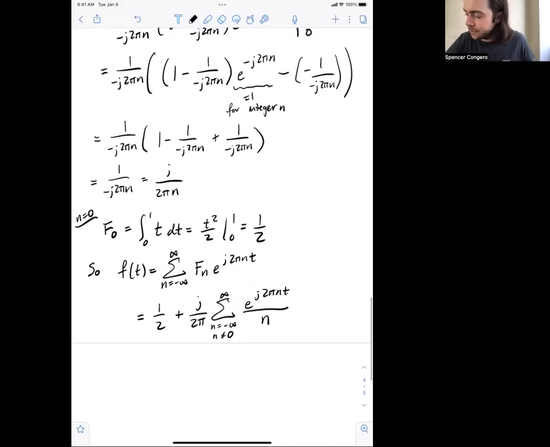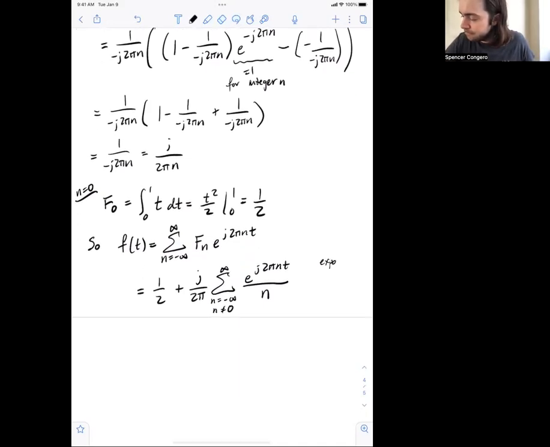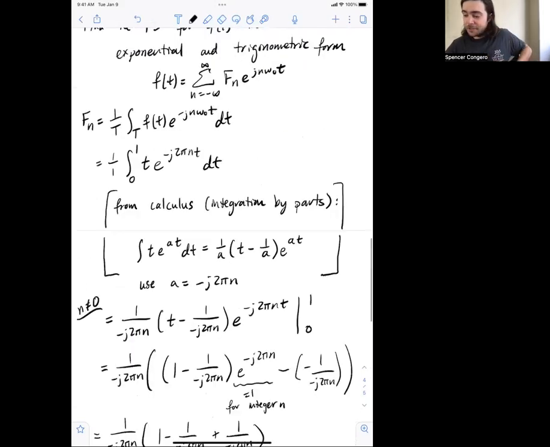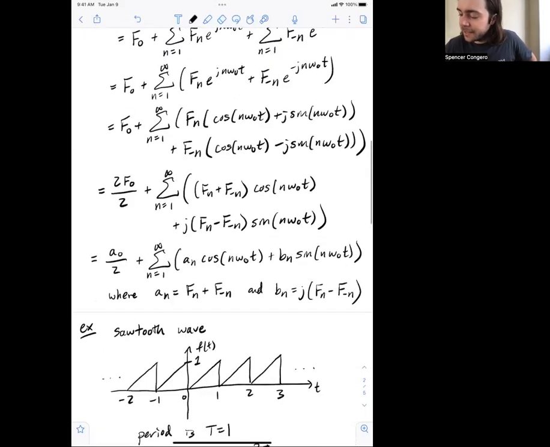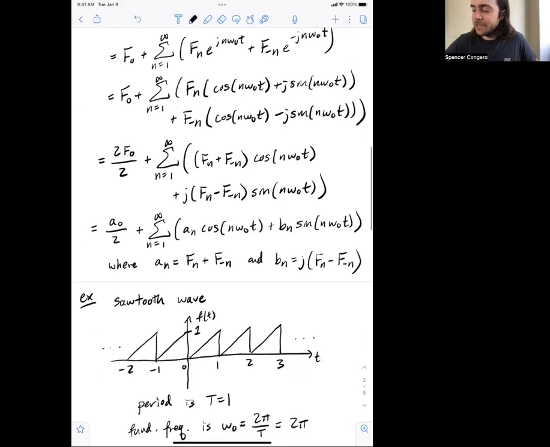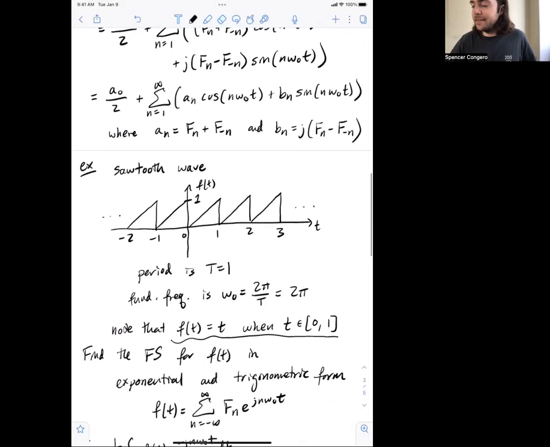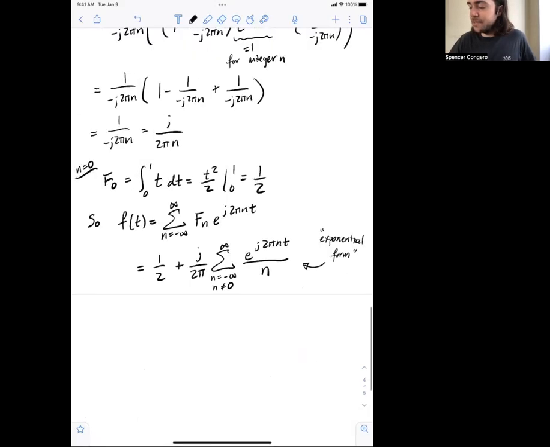The exponential form of our Fourier series. Okay, but we also wanted the trigonometric form. And at this point, you could just use the formula up here. You could plug in and find these a sub n's and b sub n's, and you would get the trigonometric form. But just for practice, I'm going to go through the process again, just so we understand all the steps.